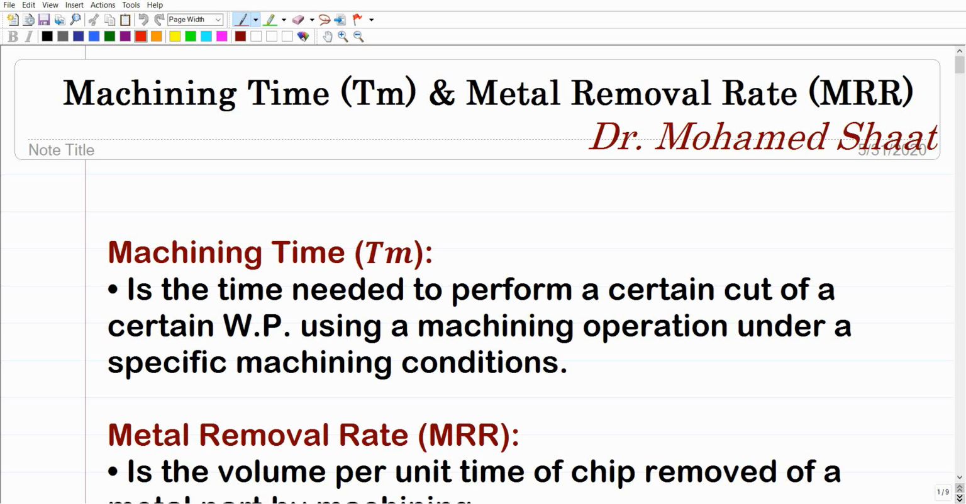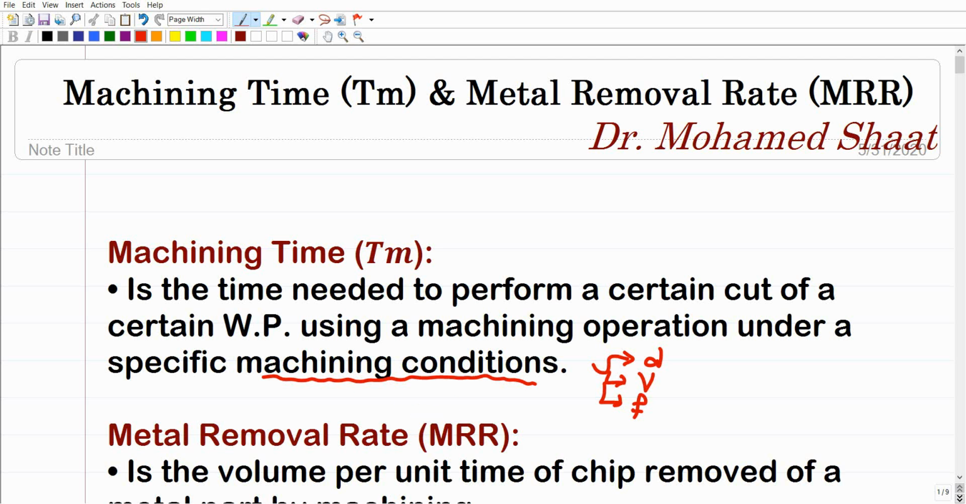Very quickly, we're going to explain the machining time. The machining time is the time needed to perform a certain cut or a certain machining operation of a certain work piece using a machining operation under a specific machining condition. We mentioned before that the machining conditions are the different machining parameters, which are three essential things: the depth of cut, the cutting speed, the speed of the cutting operation, in addition to the feed or the feed rate, the speed of the feed operation of the machining operation.